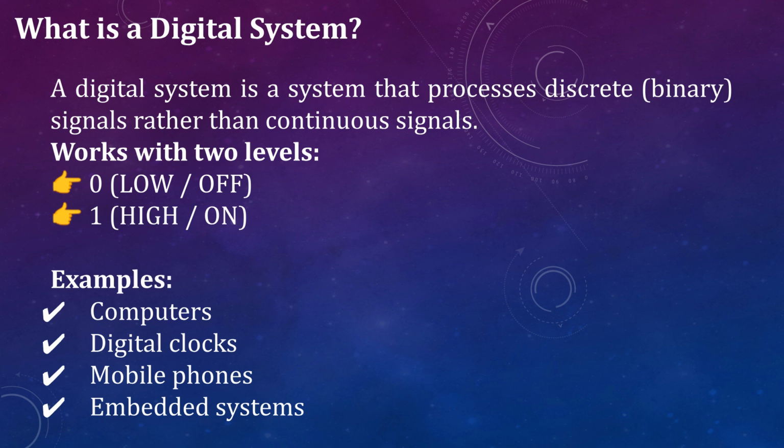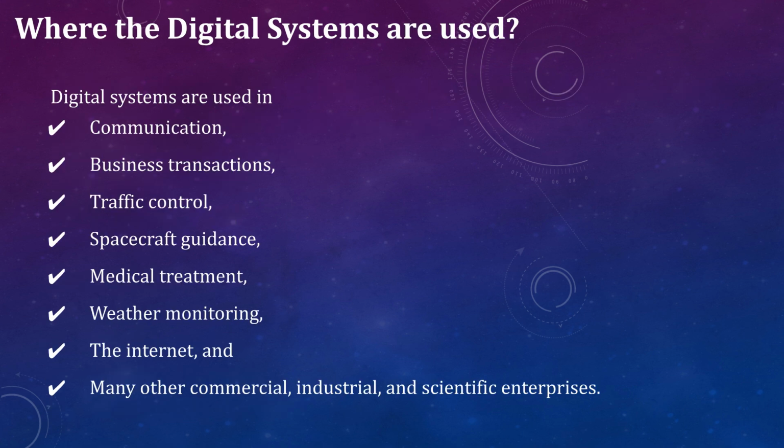A digital system processes discrete binary signals, unlike continuous signals. It works with two levels, 0 for low or off, and 1 for high or on. Examples include computers, digital clocks, mobile phones, and embedded systems.